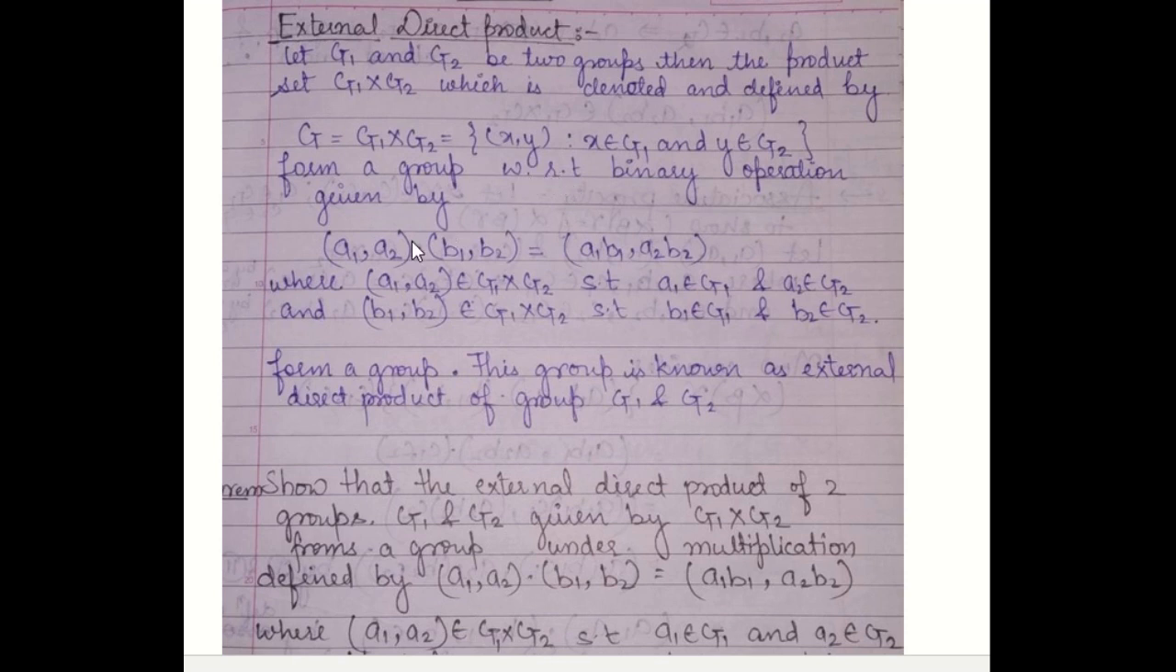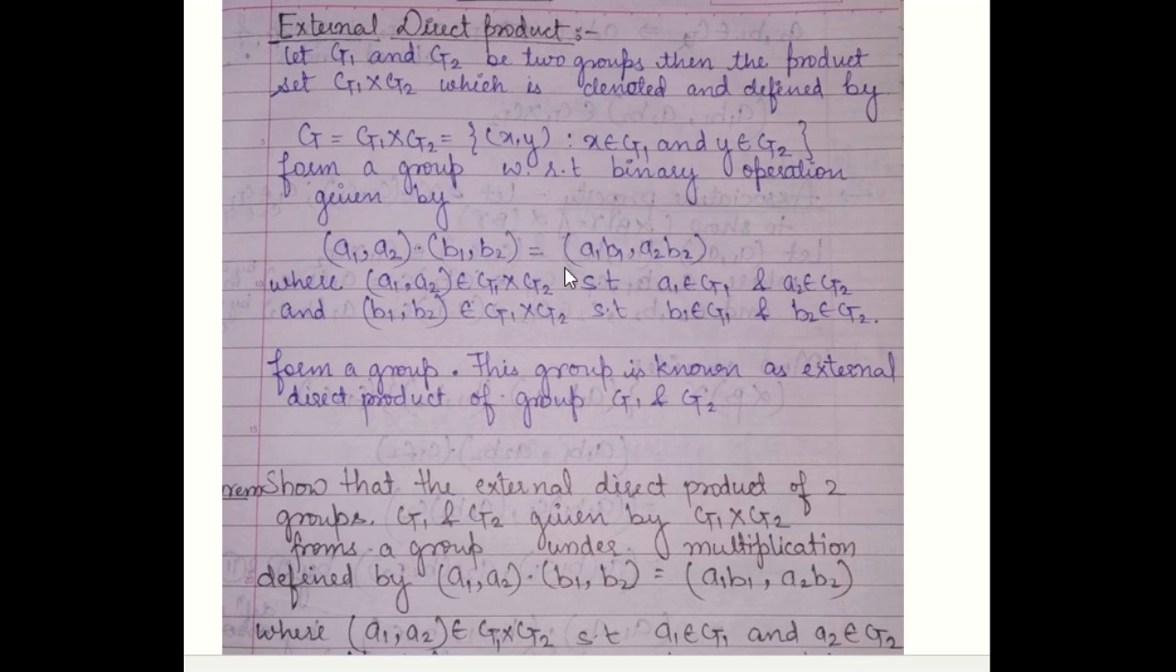You can easily see that a1 and b1 belong to G1, and G1 is a group, so a1 b1 will be in G1. And a2 and b2 belong to G2, so their product a2 b2 will be in G2. So we get an element where the first element a1 b1 is from G1 and the second element a2 b2 is from G2. So this product is a binary operation for G1 cross G2.